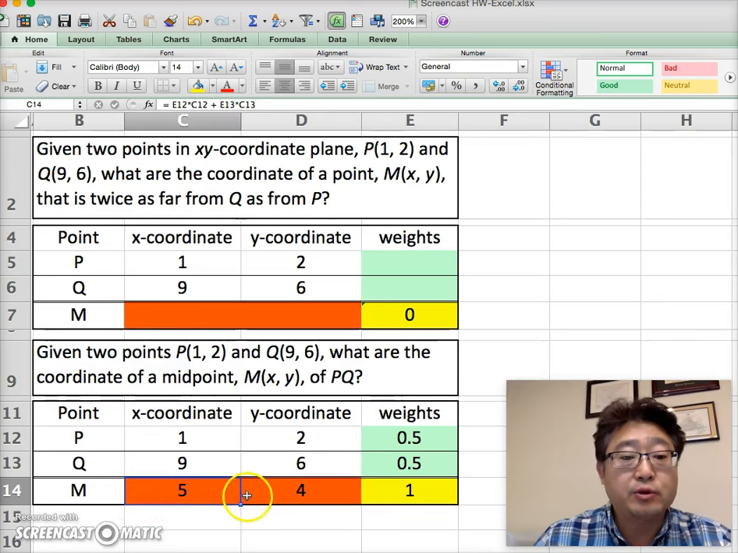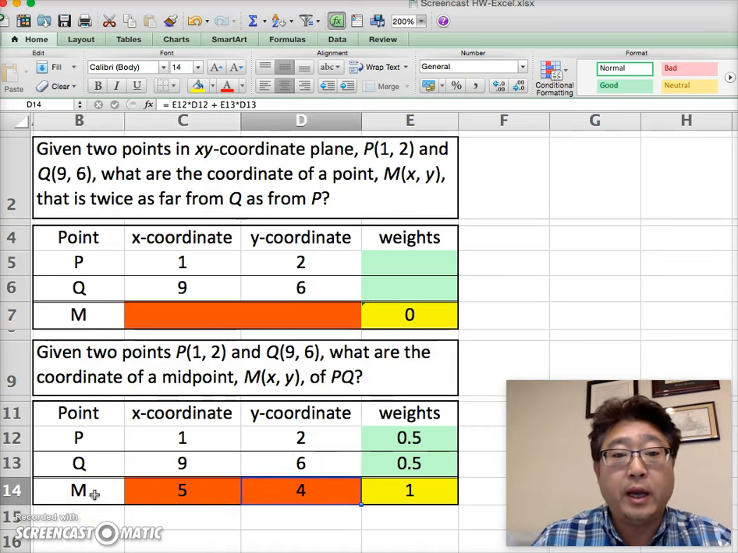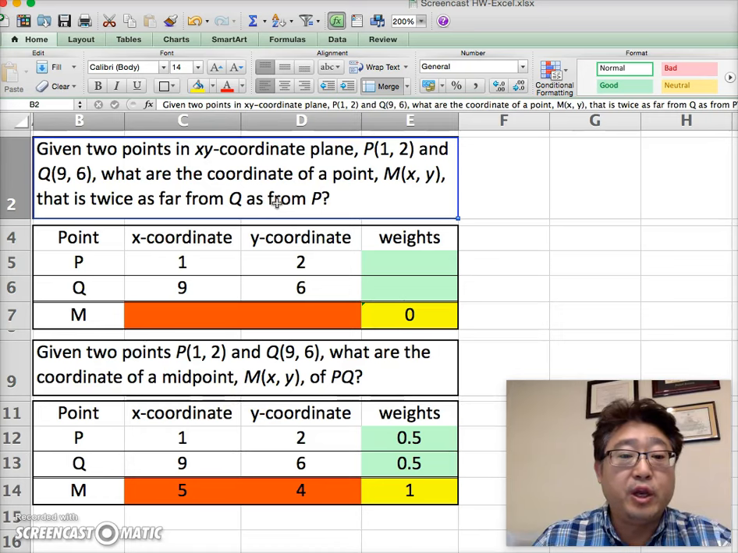And I worked it out so that you can see the answers, x coordinate 5 and y coordinate 4 for the point M. And I want you to realize that by the end of the lesson, you will be able to do any intermediate point without memorizing the midpoint formula if you can apply the concept of weighted average. Now, first, let's try this question.